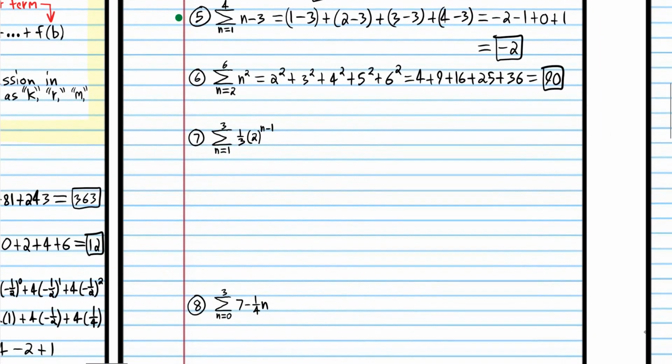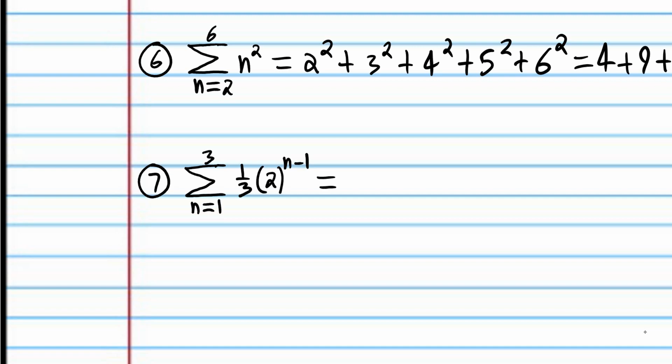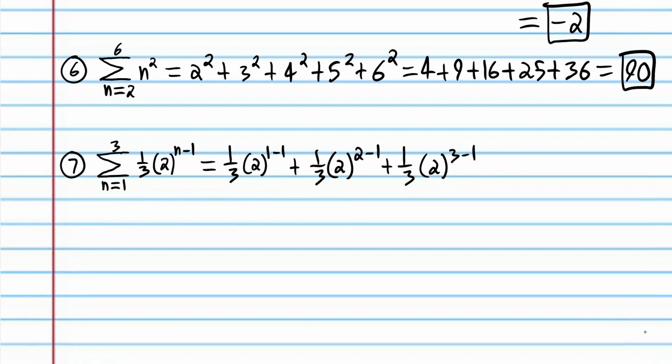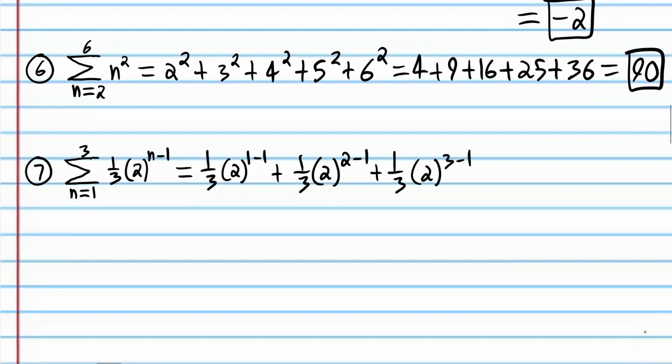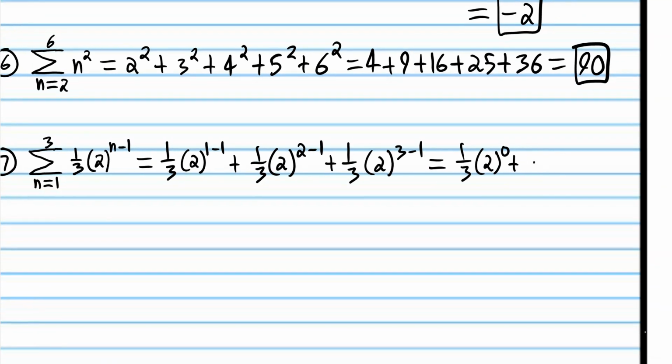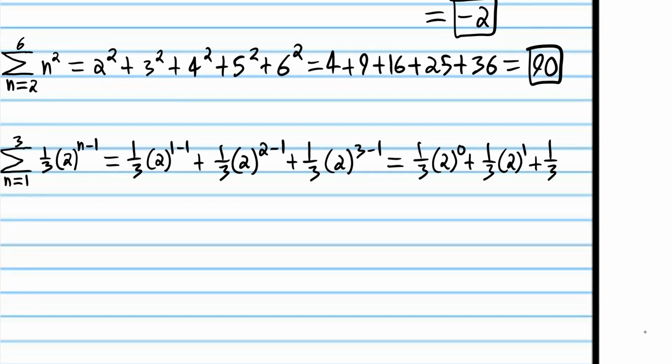Alright, we're back. So we're going to plug in 1 for n, and then we're going to plug in 2 for n, and then we'll plug in 3 for n. So we have 3 terms. And let's simplify. So we have 1/3 times 2 to the 0 power plus 1/3 times 2 to the 1 power plus 1/3 times 2 to the second power.